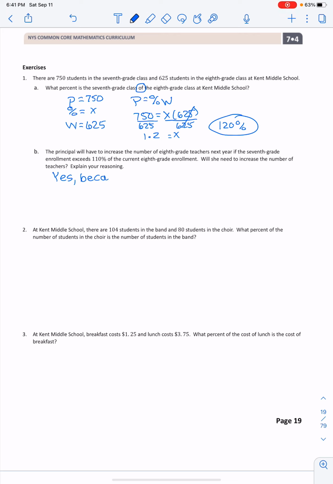Yes, because the enrollment will exceed 120% of the current 8th grade enrollment.